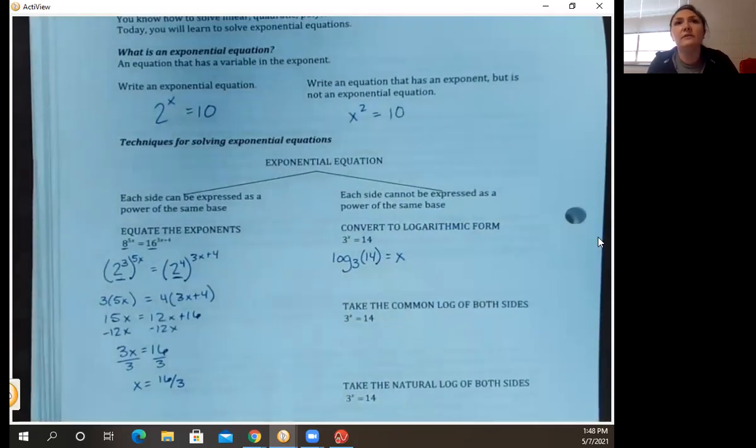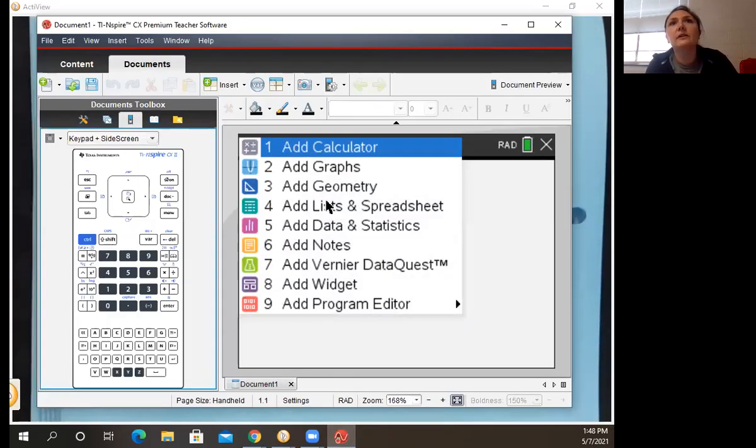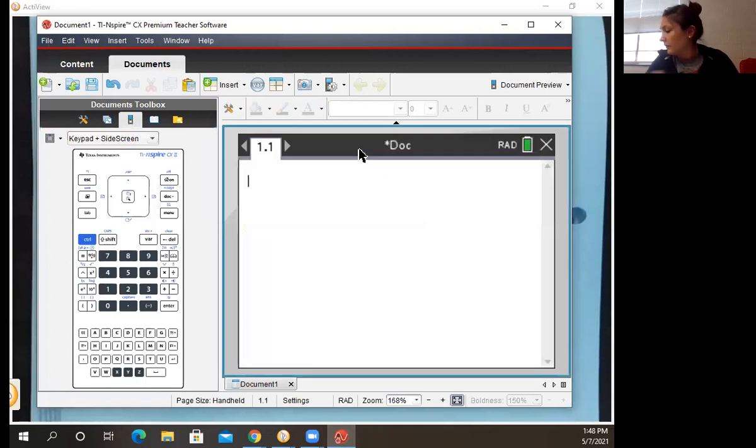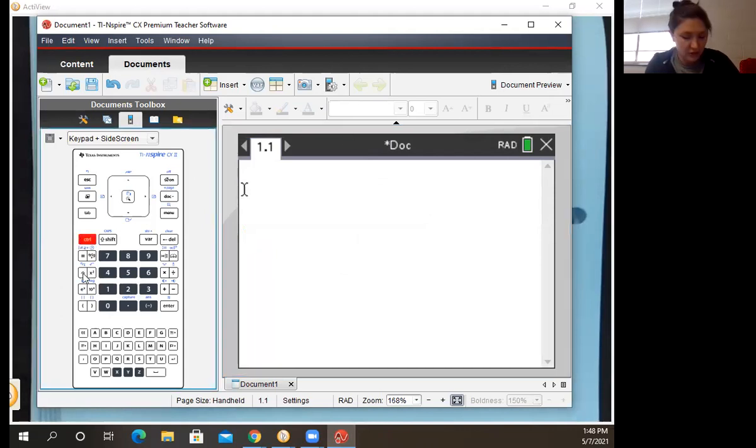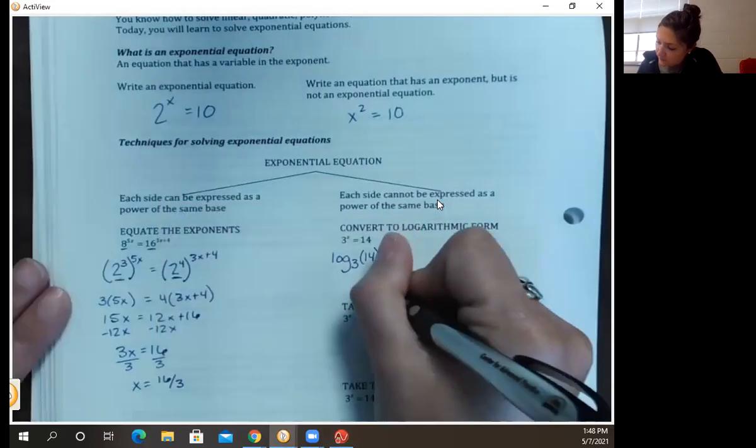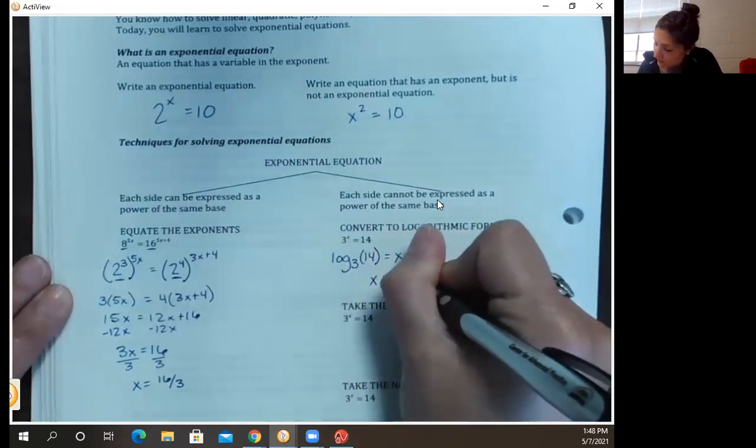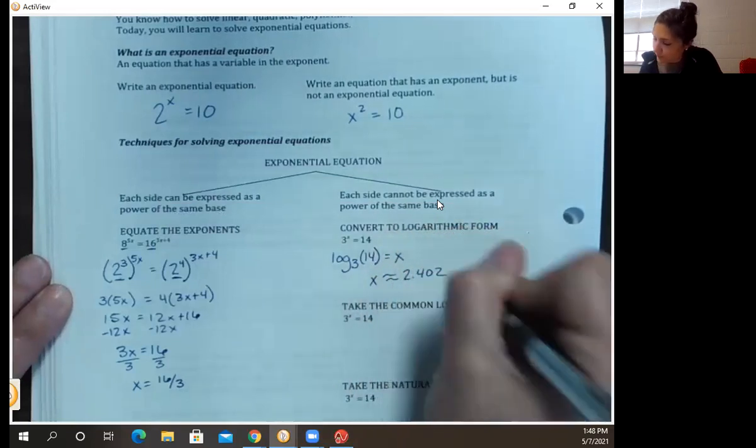So just as a quick refresher, if I pull up my calculator here, remember that the log key is the blue control option right above 10 to the x, which is down here. So log base 3 of 14 would give me 2.402, if we round to 3 decimals. So x is approximately 2.402.